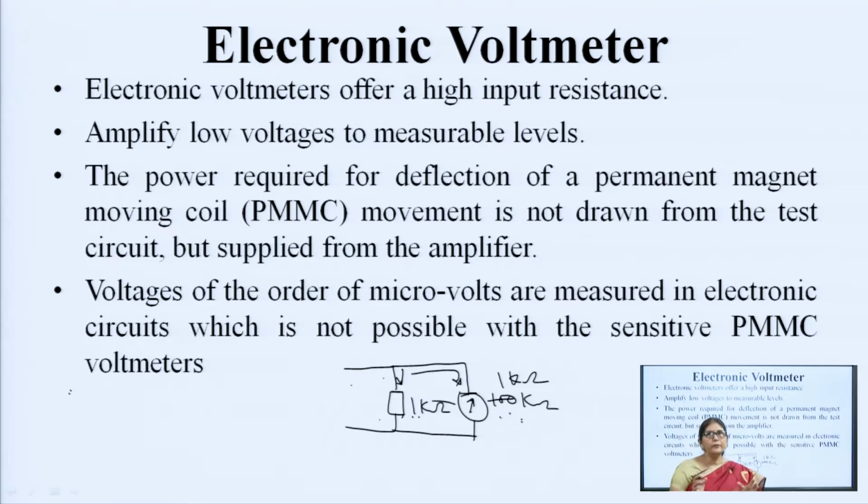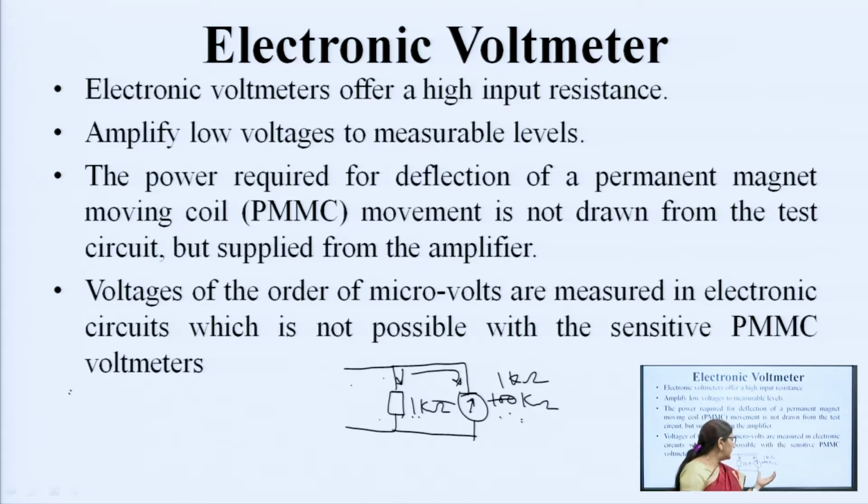So, the electronic voltmeter has a very good advantage: it offers a very high input resistance. When we use any electronic component, like a transistor, a FET, a MOSFET or an op amp, it provides very high input resistance. The second thing is, if the voltage we want to measure has a very low value, we can also amplify that voltage by using these devices.